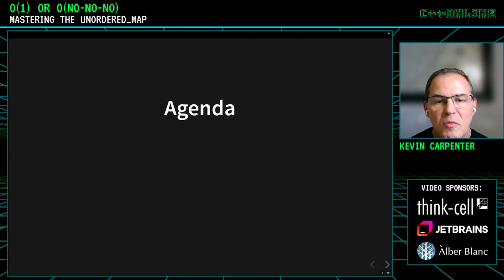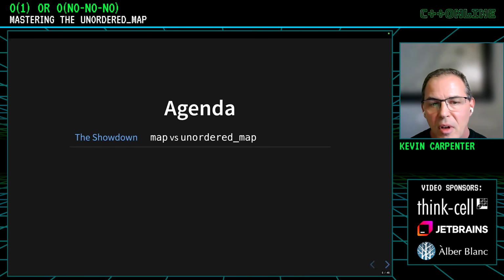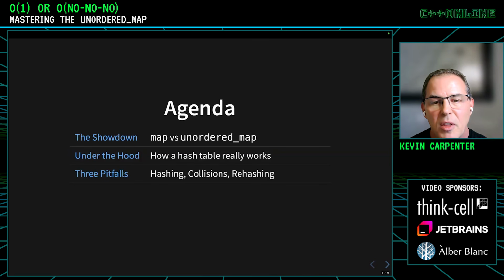So for this next 40 minutes or so, we'll end up going over the showdown. So we'll take a look at the performance of map versus unordered map, and I'll get to show you why you want to go to unordered map first as your default. Then we're going to look under the hood. So we'll look at how a hash table really works, so you can better understand what's going on there. Then we're going to talk about the pitfalls. And these are ones that I've definitely been hit with myself, and hence part of the reason for wanting to do the talk. So we'll look at hashing, we'll talk about collisions, and then we'll also look at what rehashing is and why it happens.